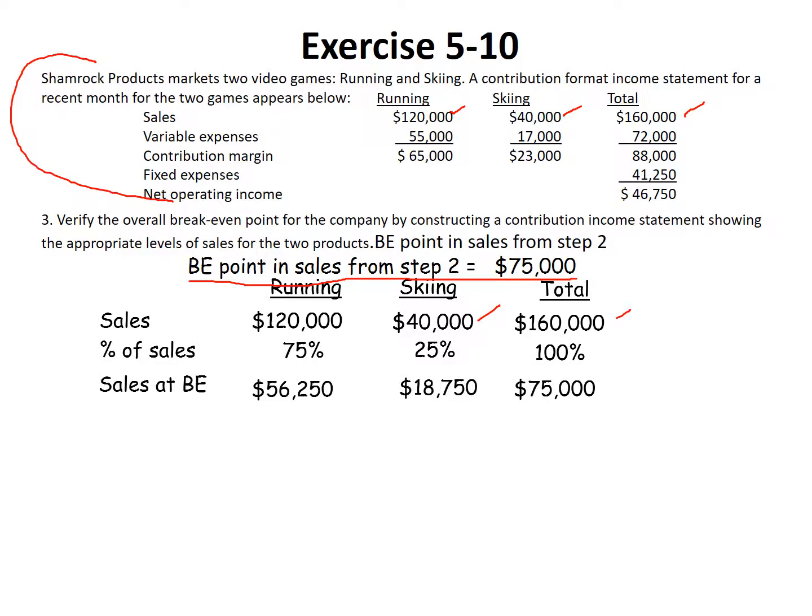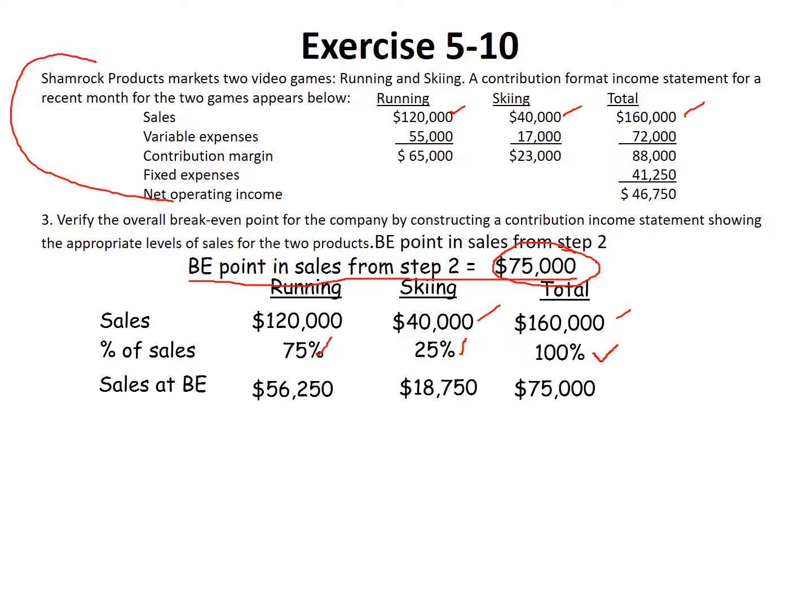The next item is to take the percentage of sales of running versus skiing of the $160,000. $120,000 of $160,000 is 75% of sales. $40,000 of $160,000 is 25% of sales, and of course that adds up to 100% of sales. Now the question is, what are the sales at break even based upon these apportionments of sales? The first thing we have to remember is we calculated our break-even point in total sales of $75,000.